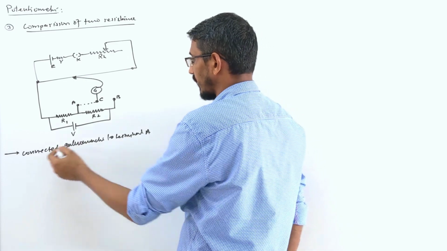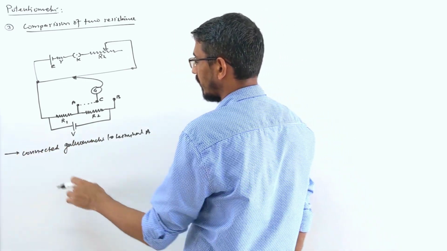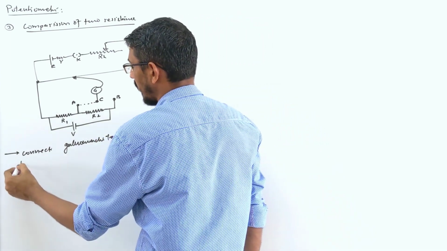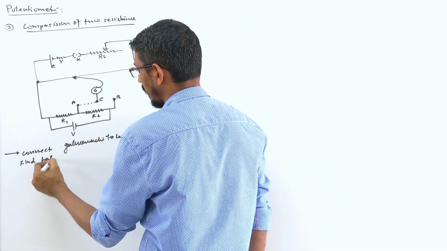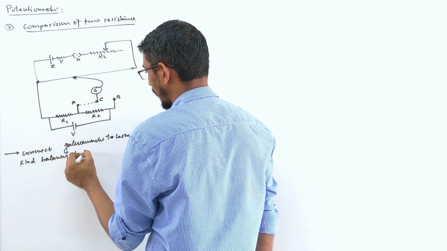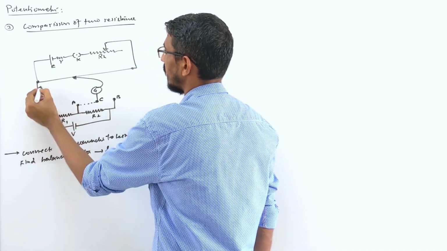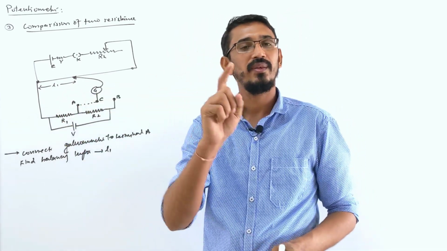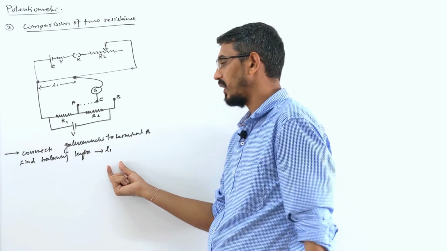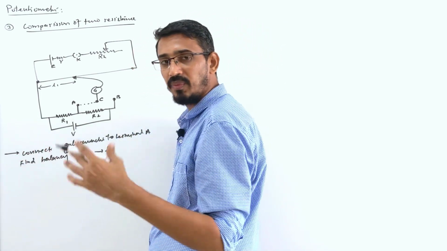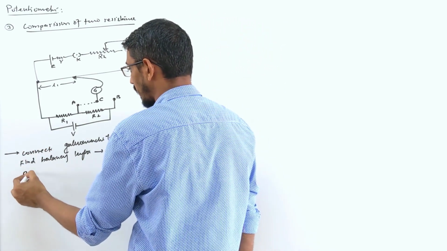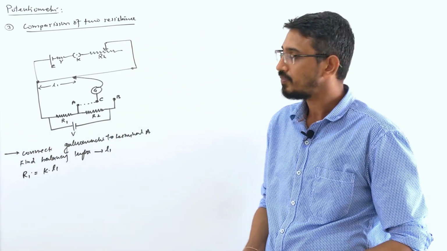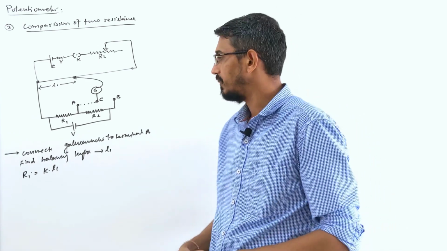So connect galvanometer to terminal A first. Find the balancing length. You found some balancing length as L1 here, right? This is your balancing length. You connected resistance R1 alone first. So you found the balancing length, and we know that resistance and voltage both are proportional to length. So resistance R1 should be equal to some constant K into length L1. Clear? Potential also the same thing.